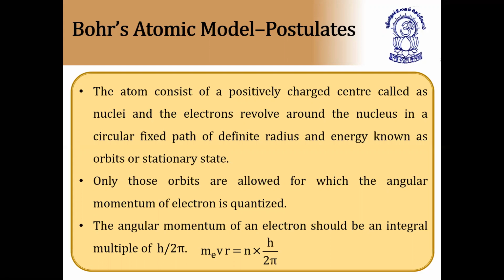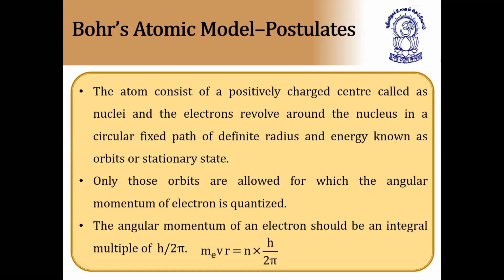Now, what is the angular momentum? As the electron moves around the nucleus in a fixed path or orbit, it has angular momentum. It does not have linear momentum, it has angular momentum. To find the angular momentum of the electron, it is an integral multiple of h by 2 pi, that is mvr is equal to nh by 2 pi, where n is called the orbit number, first orbit, second orbit.